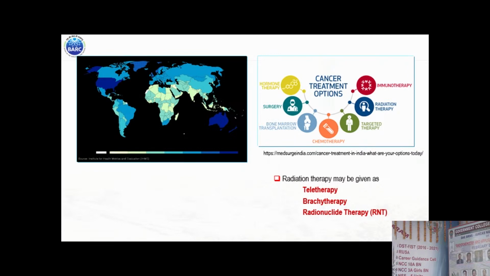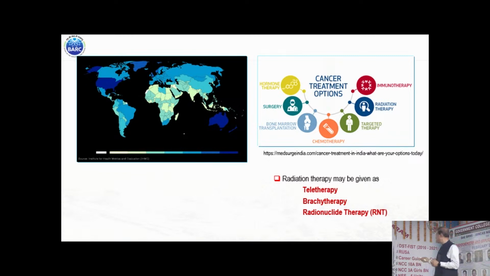But our problem is our population. We have 140, maybe even more than 140 crore of population. So even though the incidence is less, the number of cancer patients is high, and our mortality rate is also high. So, how to treat these patients?